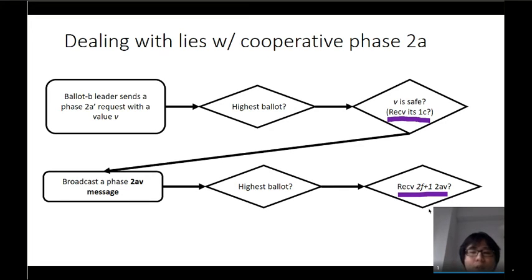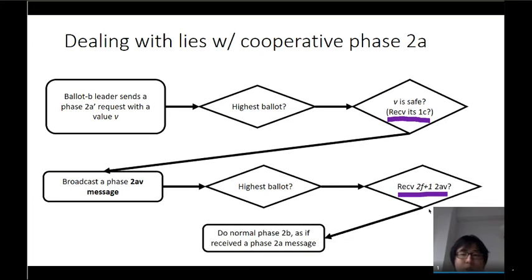If I have received a quorum of phase 2AV messages on the same value, I will pretend as if I received a real phase 2A message. Pretend I received the phase 2A message and do what I used to do for phase 2B. So in this way, I can disable the lie with phase 2A.